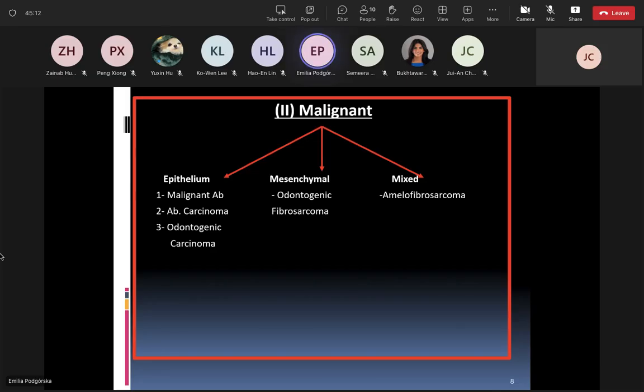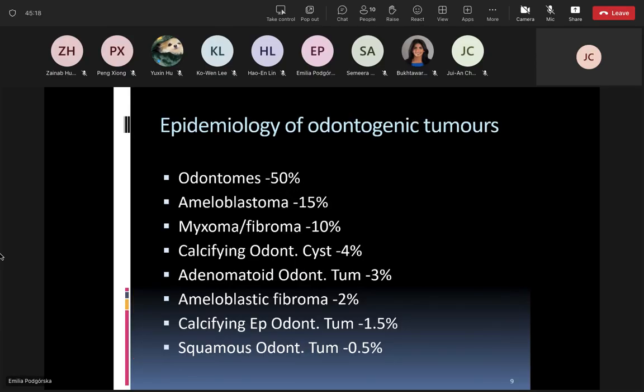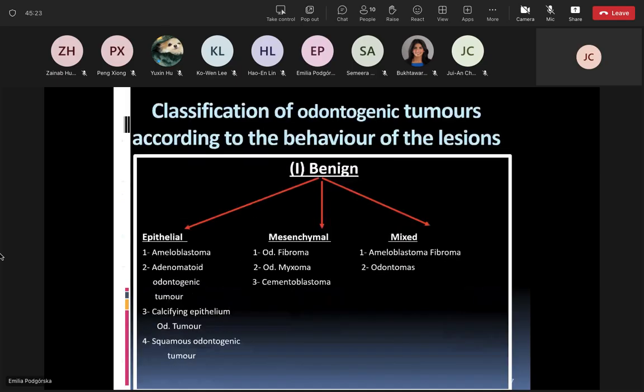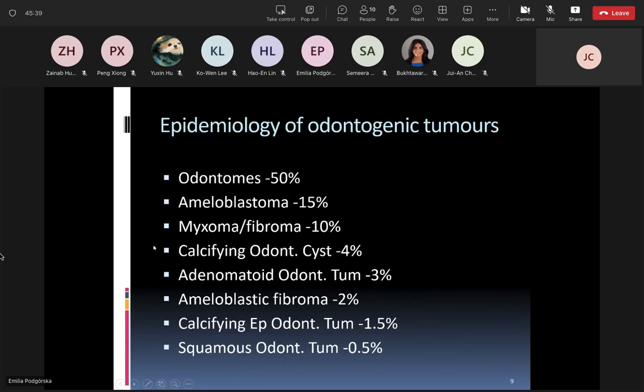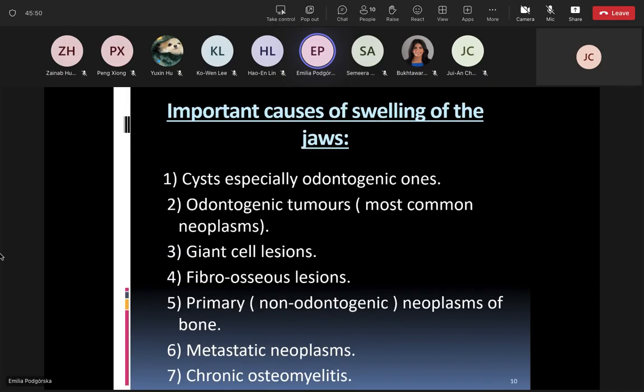Malignant epithelial: malignant ameloblastoma and odontogenic carcinoma. Mesenchymal: odontogenic fibrosarcoma. Mixed: ameloblastic fibrosarcoma. Epidemiology of odontogenic tumors: odontomas 50%, ameloblastoma 15%, myxoma and fibroma 10%, and others less.